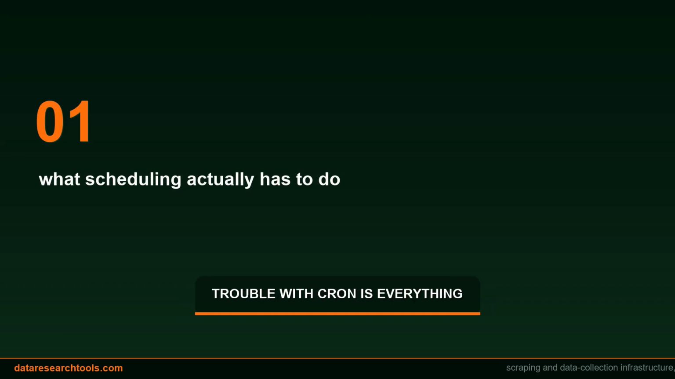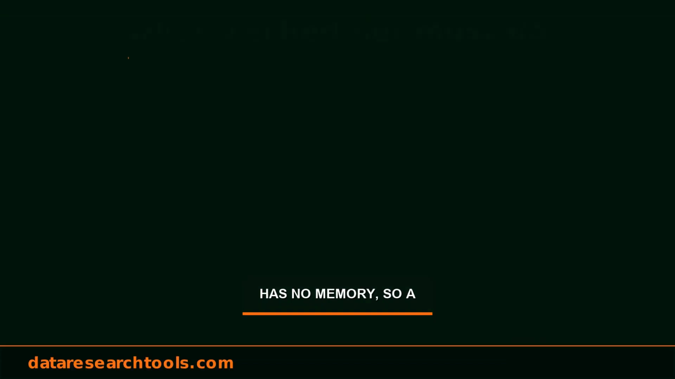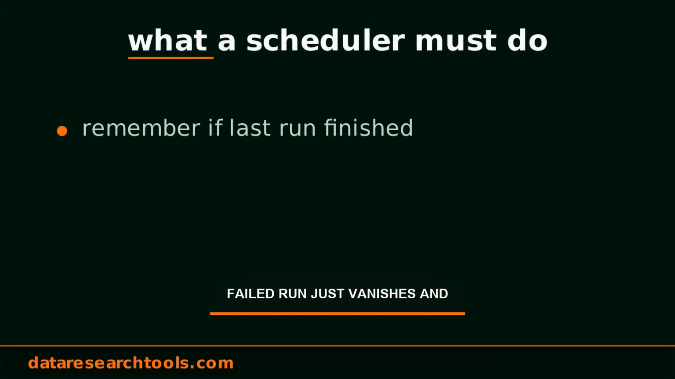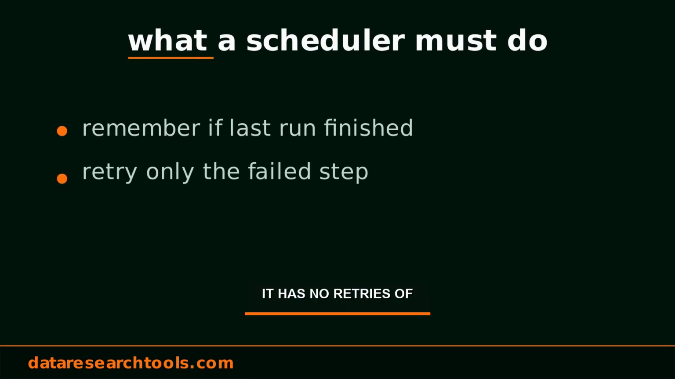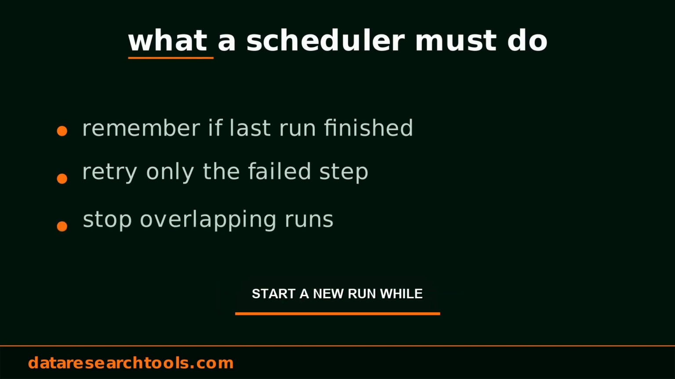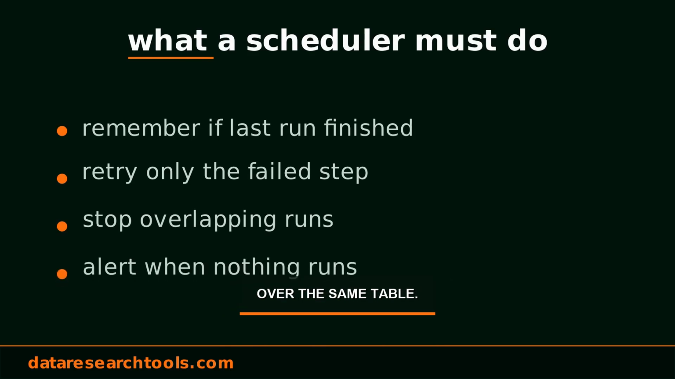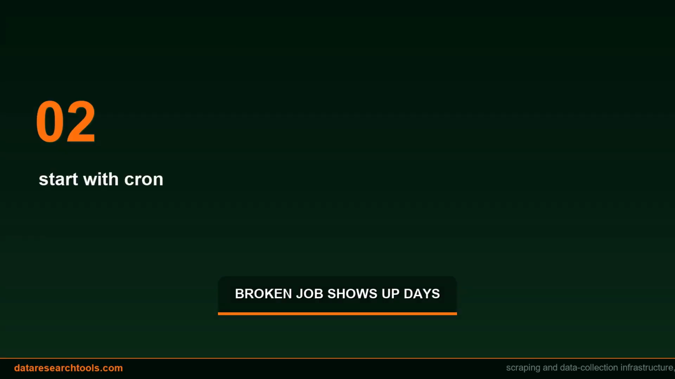Where Cron quietly fails you. The trouble with Cron is everything it does not do. It has no memory, so a failed run just vanishes and the next starts fresh as if nothing happened. It has no retries of its own, so a single network blip can lose you a whole day. It will start a new run while the last is still going, and now two copies fight over the same table. And its output goes nowhere you will look, so a broken job shows up days later as stale data, not an alert.